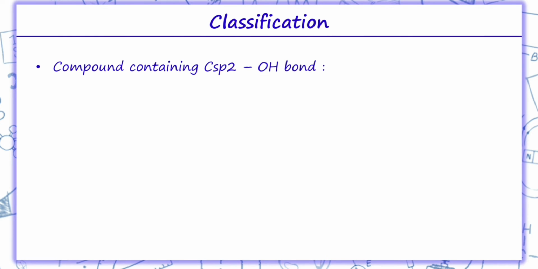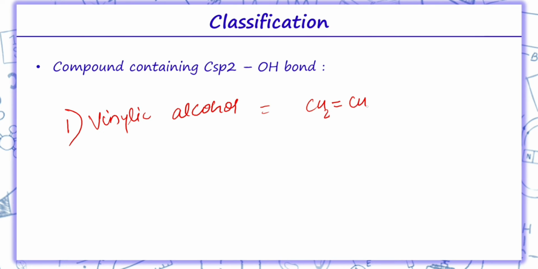Next, sp2 hybridization. In sp2, these alcohols contain an OH group bonded to a carbon-carbon double bond, that is, to a vinylic carbon or to an aryl carbon. So here first we have vinylic alcohol. Vinylic alcohol is an alcohol in which the OH group is attached to the double bonded carbon, so CH2=CHOH. Second is phenols. Phenols come under the category of sp2 hybridization.